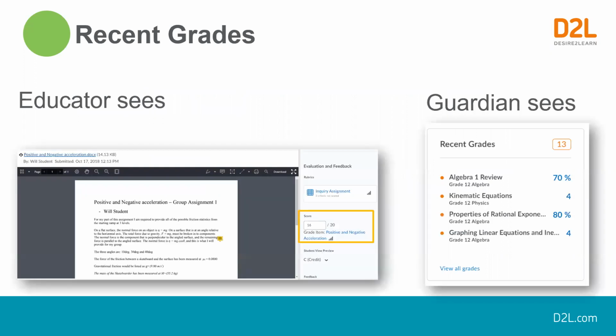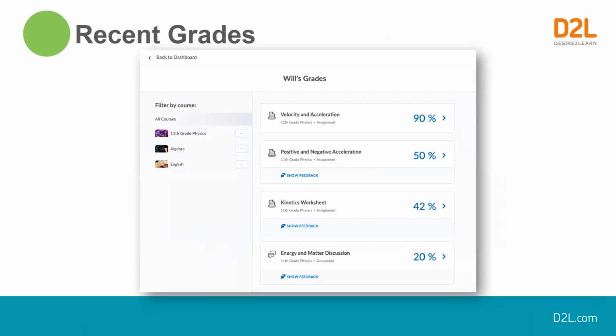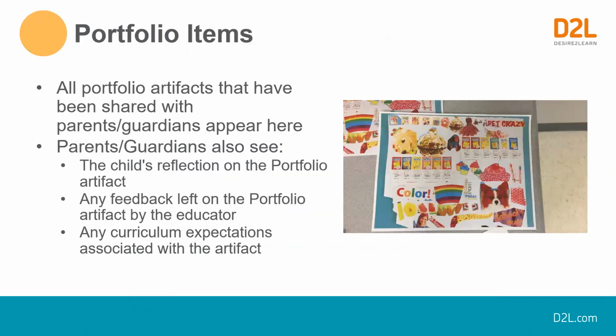So that looks something like this. The teacher goes in, they mark their assignment, they use their rubric, there's a final score there, and then the guardian sees that in that recent grades tab. Then they can click in and see the rubric filled out, so they can really see how that student got to that grade. And this is a newer view as well in the updated version of Brightspace for Parents, where you can filter easily across different courses and see grades in this simple way.